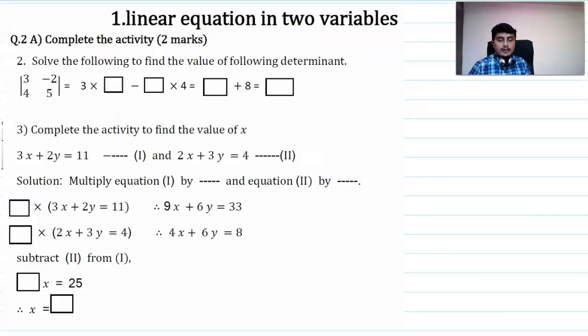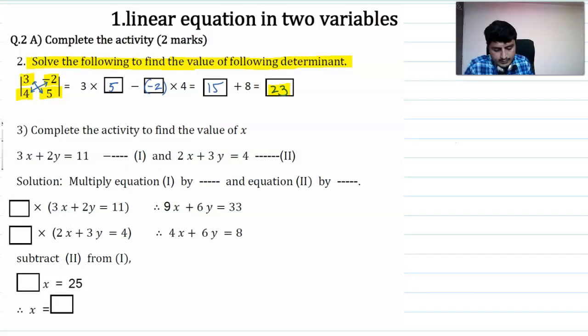Now look at the second activity. We have given, solve the following to find the following determinant. The elements under the determinant we have are 3, minus 2, 4 and 5. So how to solve the determinant? First, the principal diagonal elements are multiplied, that means 3 into 5. And next, the other diagonal elements are multiplied, we have minus 2 into 4. Now 3 fives are well known, that is 15, minus minus is plus, 4 twos are 8. Now 15 plus 8 we have 23.